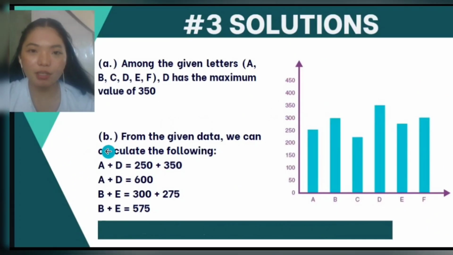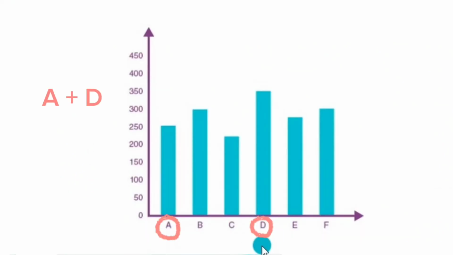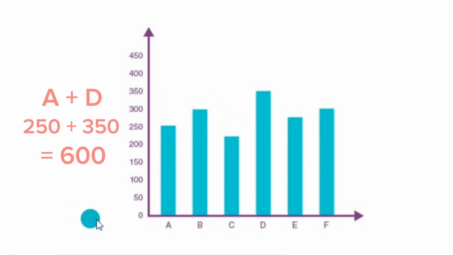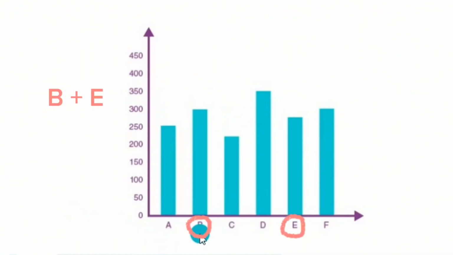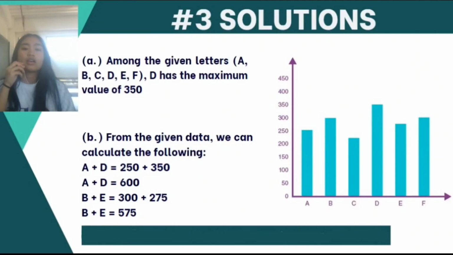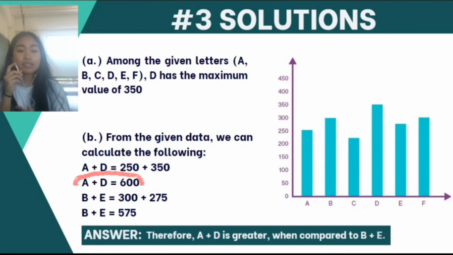For the letter B solution, on the given data, we can calculate the following. A plus D, so we have 250 plus 350 equals 600. For B plus E, we have 300 plus, as you can see here, 275. So B plus E equals 575. Therefore, for the letter B, A plus D is greater when compared to B plus E.